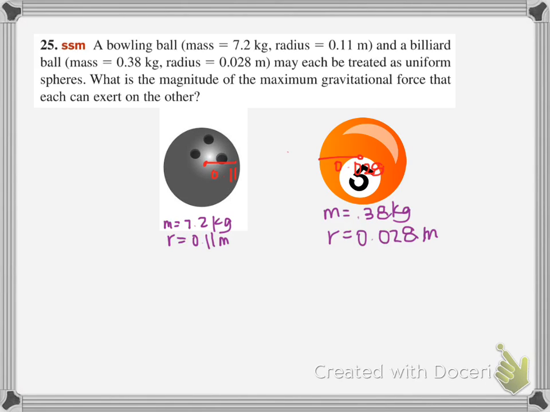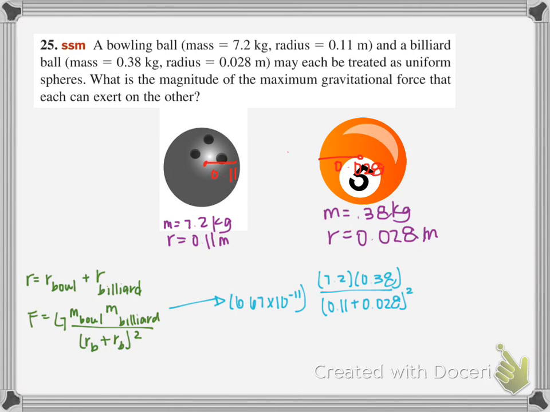However, it's important to note that the radius they're giving you is only for each ball. In order to find the radius between them, we need to add both of them. So it's like this. When you plug it into the formula, it will look like that. And as you can see, you need to add both radii because it's not considering the whole distance. So when you plug in values for G, M, and R, you see that the gravitational force will be 9.6 times 10 to the negative 9th newtons.